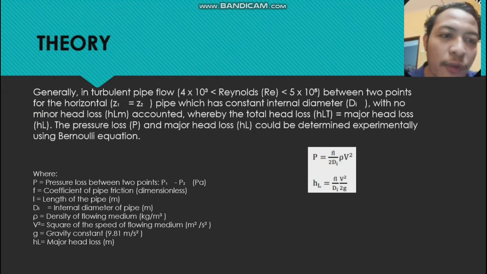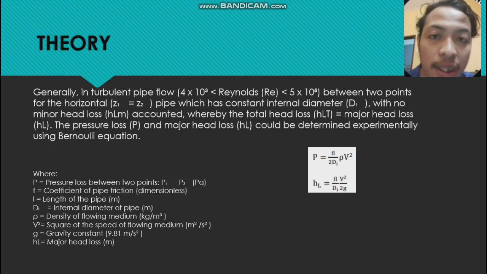For the theory, for turbulent pipe flow, generally in turbulent pipe flow between 2 points for the horizontal pipe, which has constant internal diameter with no minor head loss accounted, the total head loss is the same as the major head loss. The pressure loss P and major head loss could be determined experimentally using the Bernoulli equation.